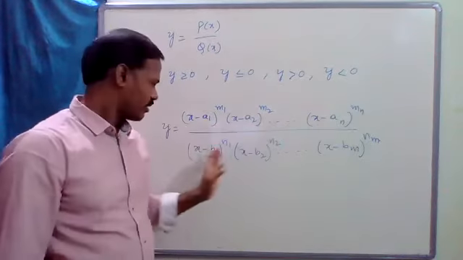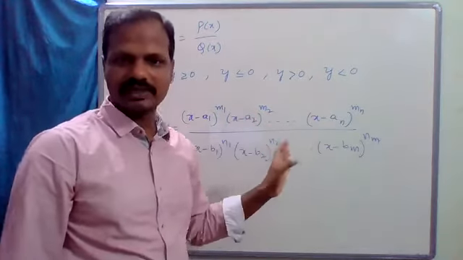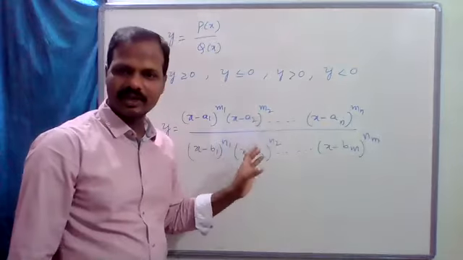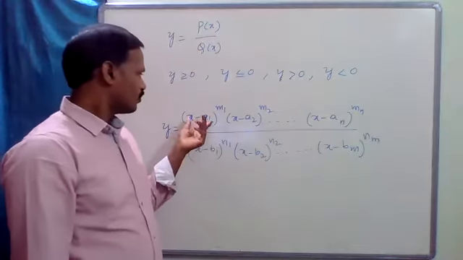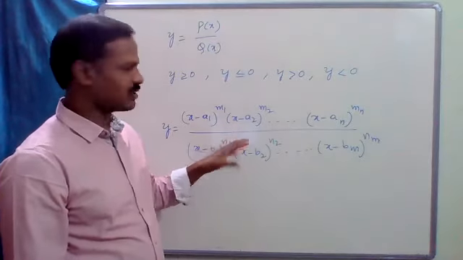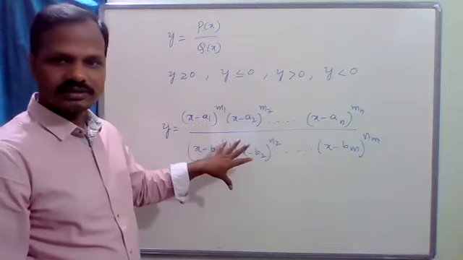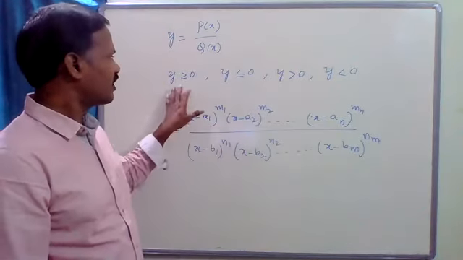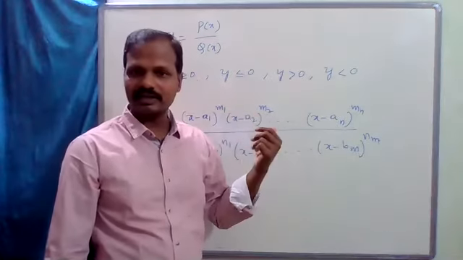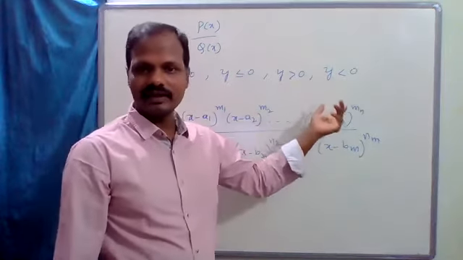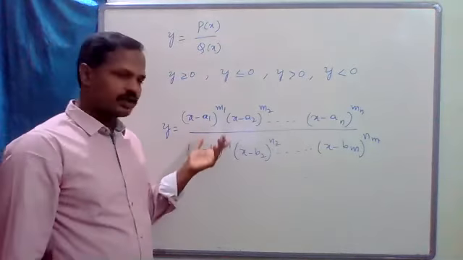See, m1, m2, mn, n1, n2, nm, these are just natural numbers. That means 1, 2, 3, 4, and so on. Fine. Now this is the rational expression. This is p of x. This is q of x. In this case, you have to find where y is greater than or equal to 0, where y is less than or equal to 0, where y is strictly greater than 0, or where y is strictly less than 0.